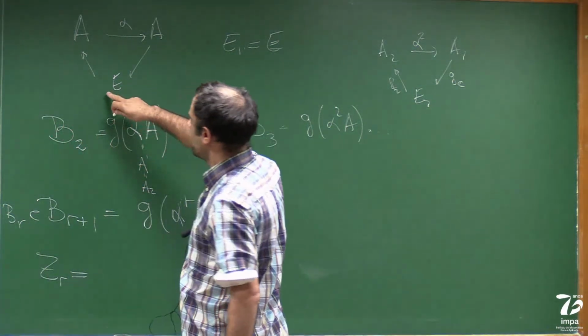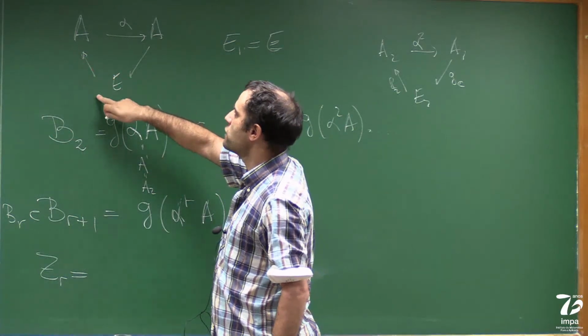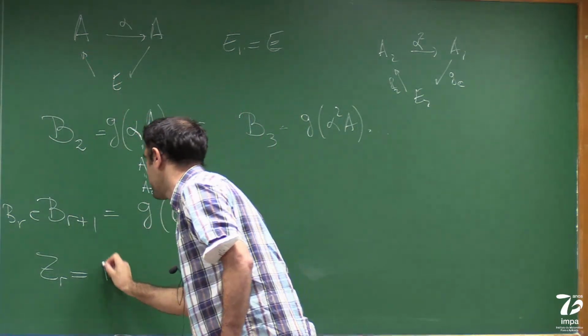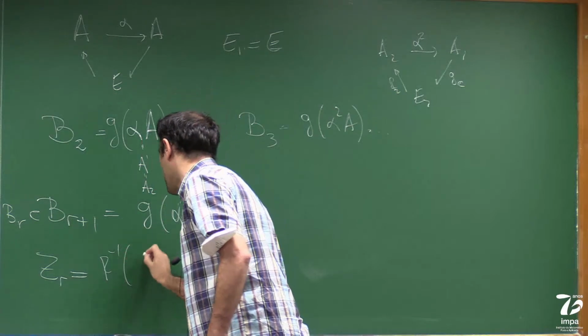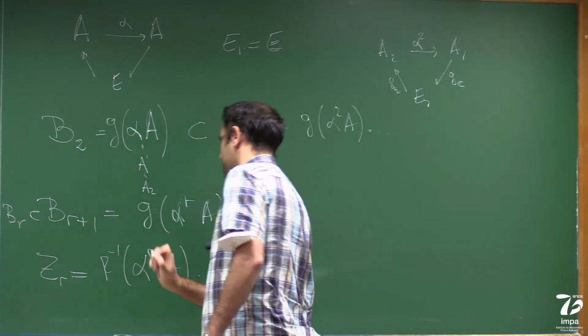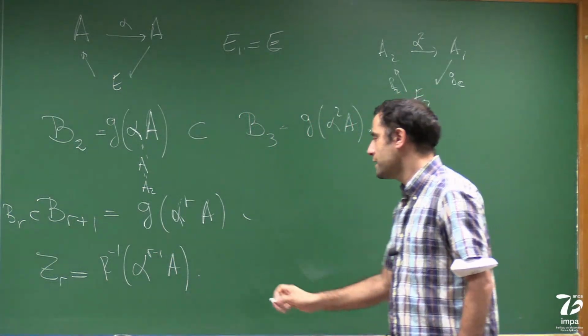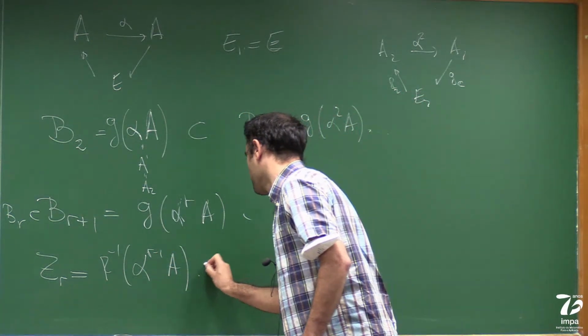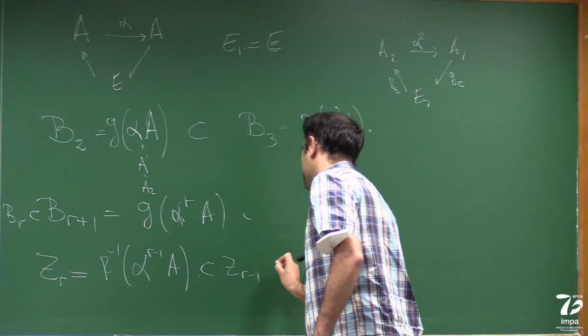So the Z_r is just the kernel of the differential, that you can check immediately is of this form. Z_r is F inverse of alpha^{r-1} of A. And this guy is included in Z_{r-1} and so forth.